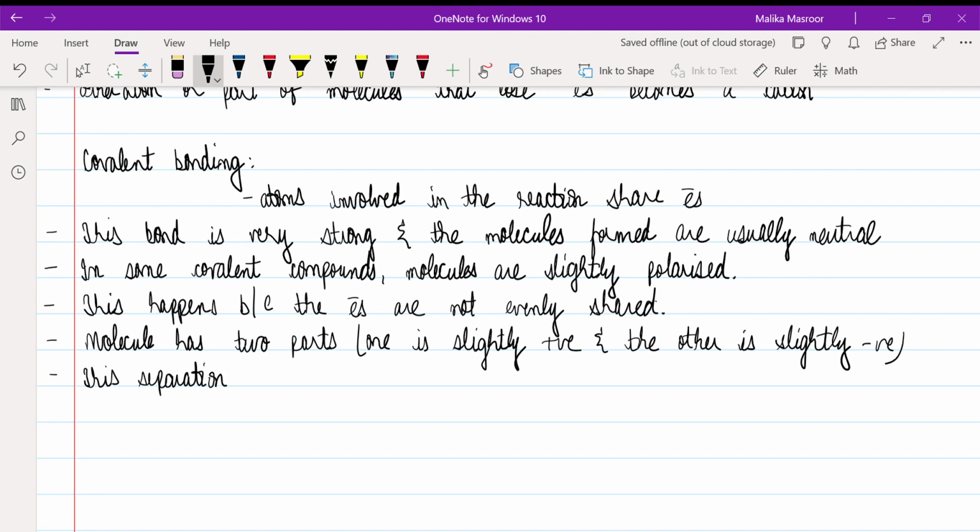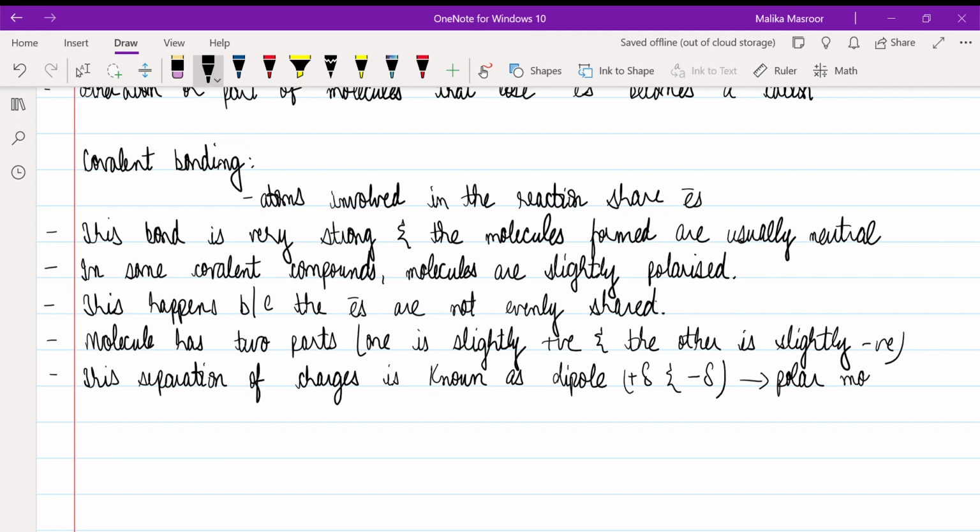Alright. So this separation of charges is known as dipole. And obviously when you have a dipole, your molecule will be a polar molecule. This is partial positive and partial negative, and obviously your molecule is going to be a polar molecule. Clear up till here?